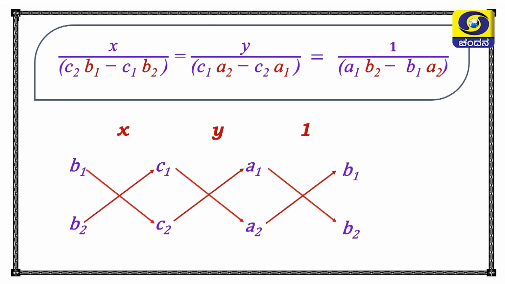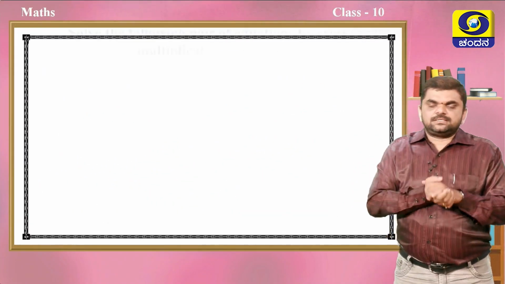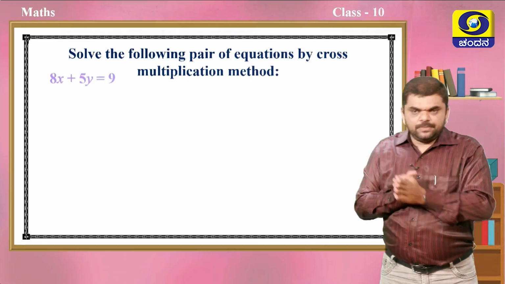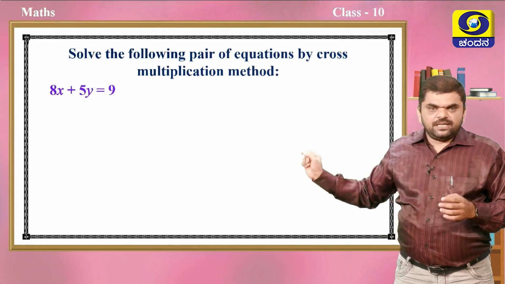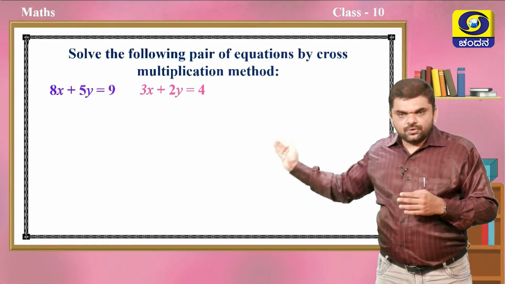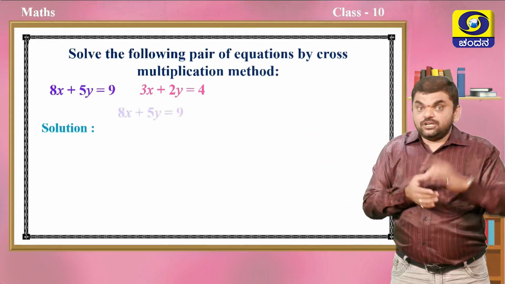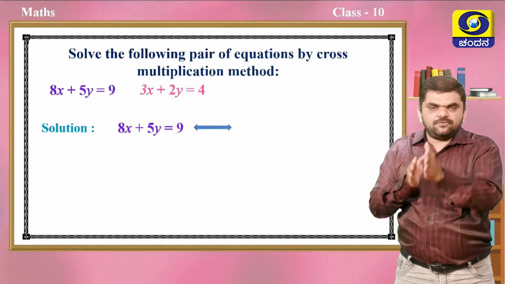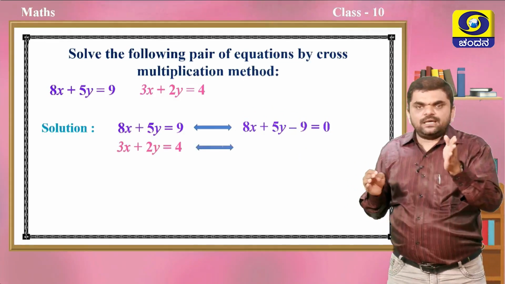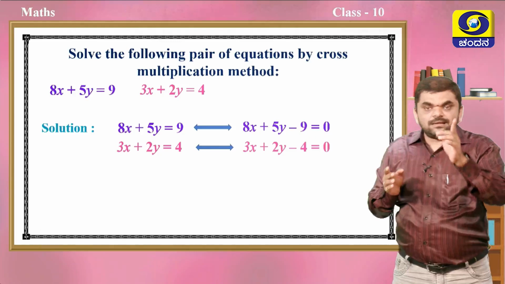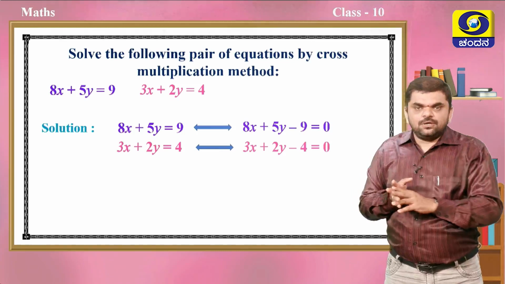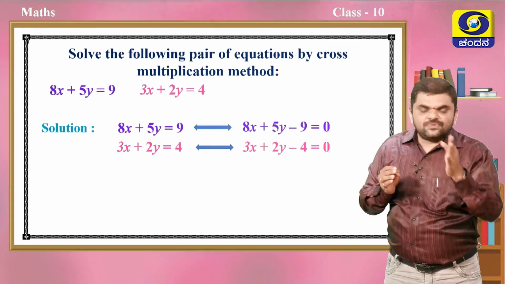Now let us solve one problem on this. Solve the following pair of linear equations by cross multiplication method. 8x plus 5y is equal to 9, one equation. Another equation is 3x plus 2y is equal to 4. Now solution. We know the equations: a1x plus b1y plus c1 is equal to 0, and another one is a2x plus b2y plus c2 is equal to 0. Just write in that form: 8x plus 5y minus 9 is equal to 0, and 3x plus 2y minus 4 is equal to 0.